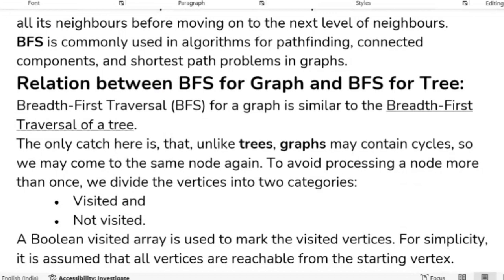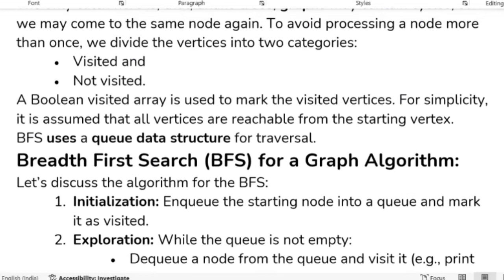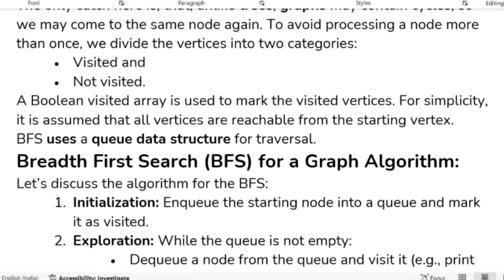To avoid processing a node more than once, we divide the vertices into two categories: visited and not visited. We can use a boolean array to maintain these visited vertices. For simplicity, assume that all vertices are reachable from the starting vertex. BFS uses a queue data structure for traversal. We know that BFS is an application of queues.